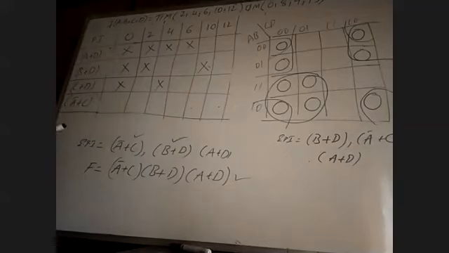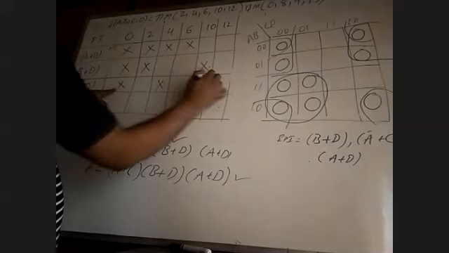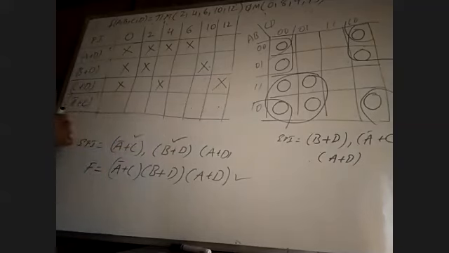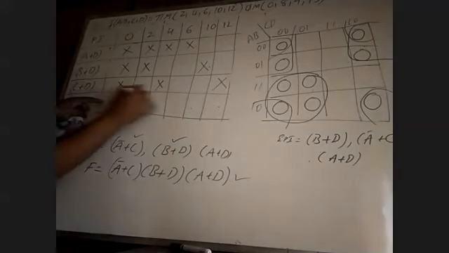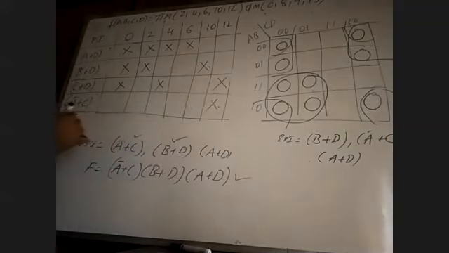Next, C plus D covers 0, 4, 8, 12. A bar plus C covers 8, 9, 12, 13. And the remaining are don't cares. Now we have to find the solution.